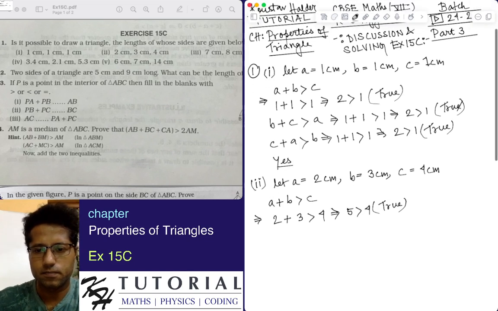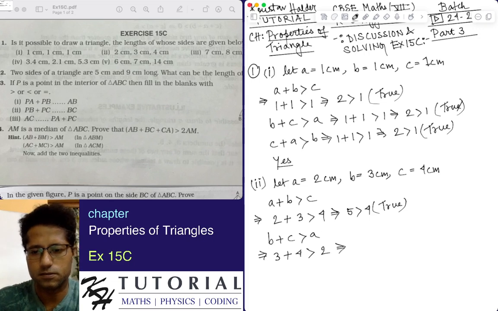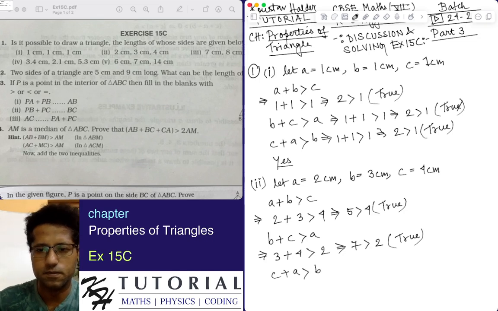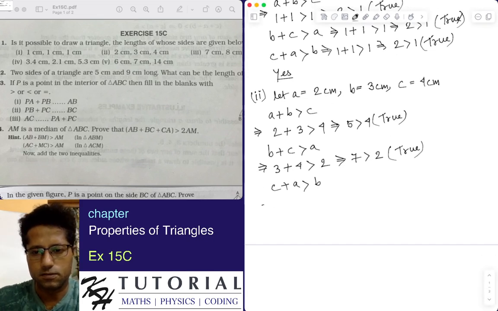Now we have to check B plus C greater than A. This implies B is 3 plus C 4 greater than A is 2. So this implies 7 greater than 2. This is also true. And lastly we have to check C plus A is greater than B. This implies C is 4, A is 2, is greater than B is 3. So this implies 6 is greater than 3, which is also true.